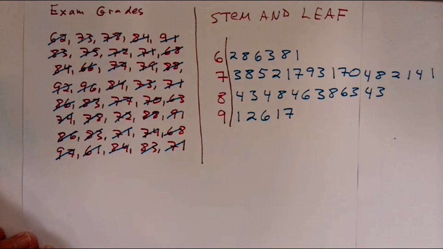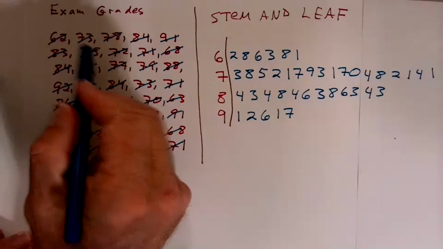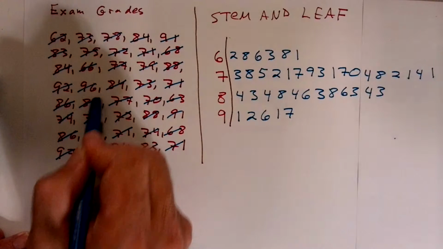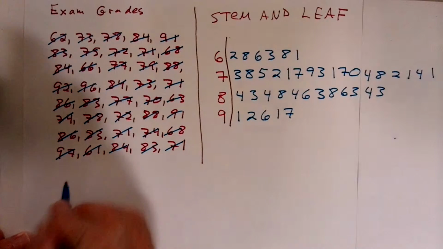Now let's count to make sure we haven't missed any. 5, 10, 15, 20, 25, 30, 35, 40. We have n equals 40 here.